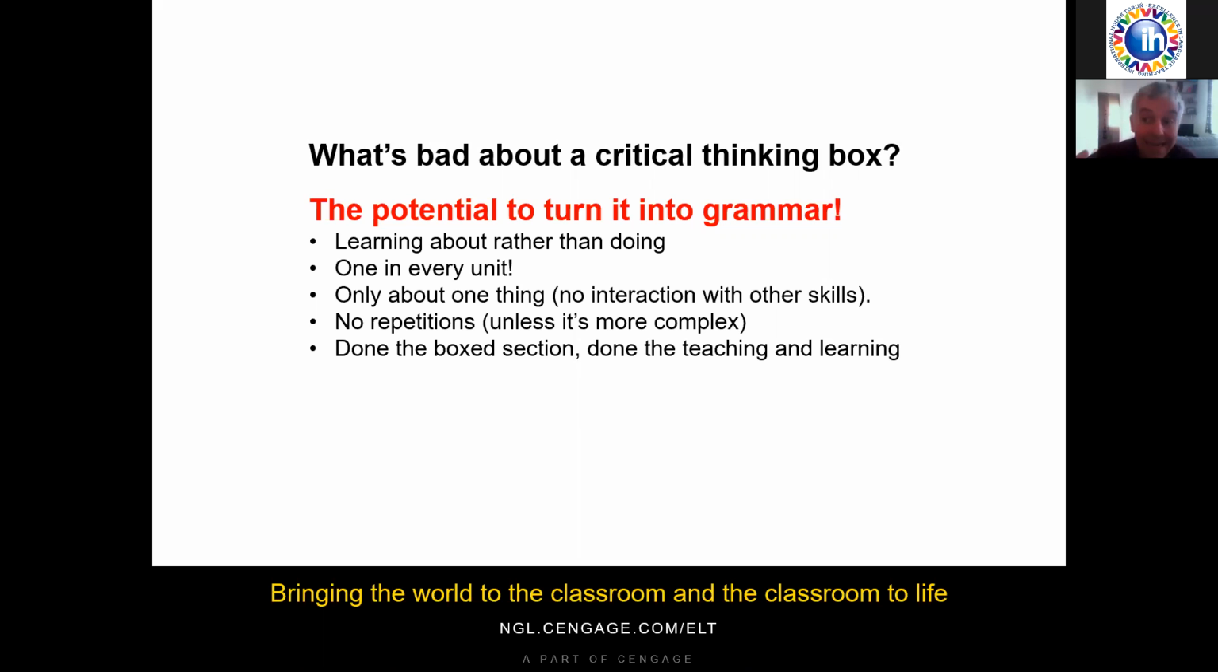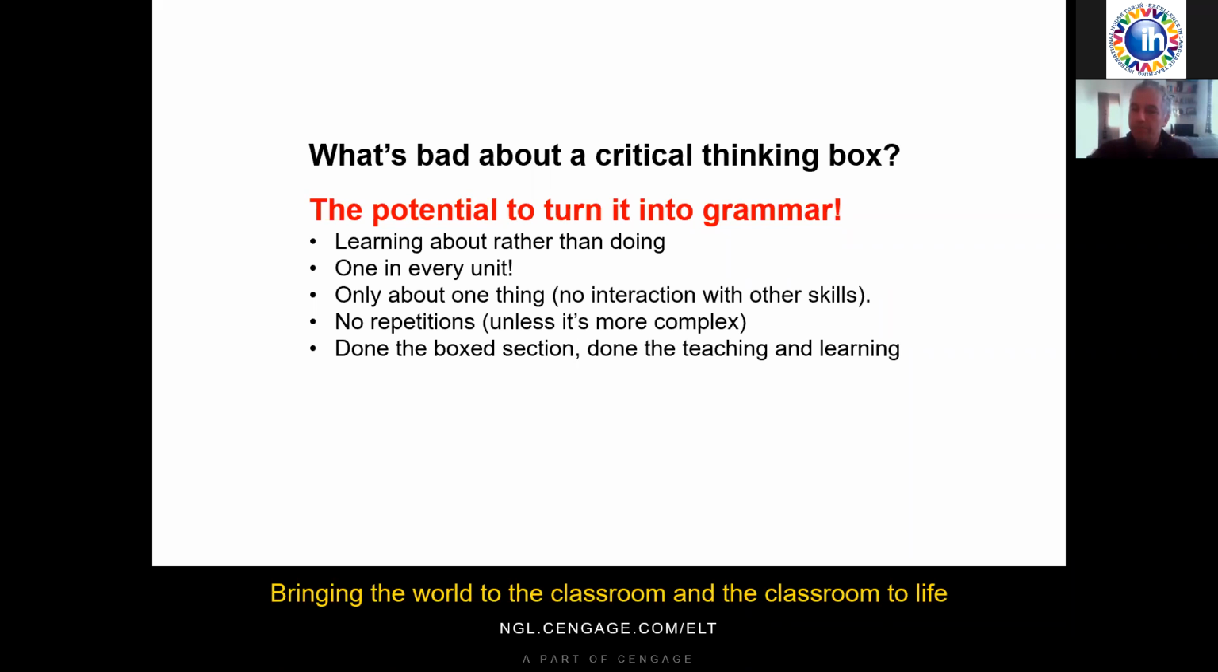And this could apply to any kind of skills training. What we're emphasizing then is learning about the skill rather than doing it. We've got one in every unit, and each one needs to be different and separated, and they're not interacting with other skills. And so you don't get this repetition and practice of the skill. And from a teacher's point of view, for some teachers, I'm sure not those watching today, there's this attitude, just the same with grammar, that we've done the box section, we've done the grammar section, that's it, I've done the teaching and the students have done the learning.